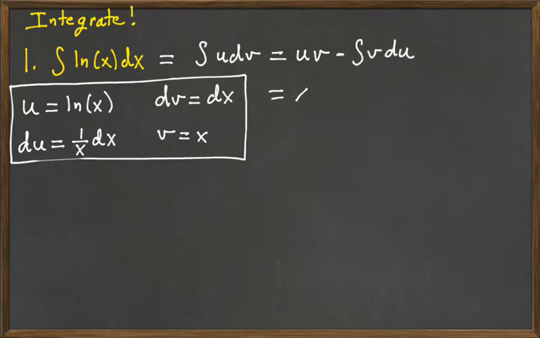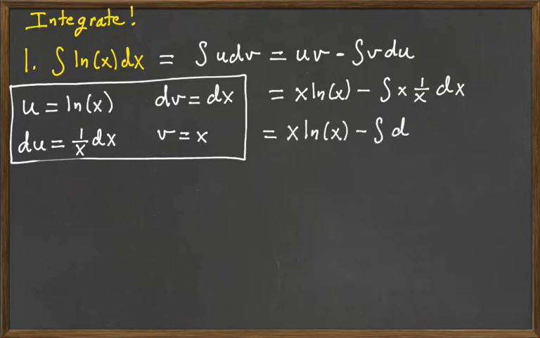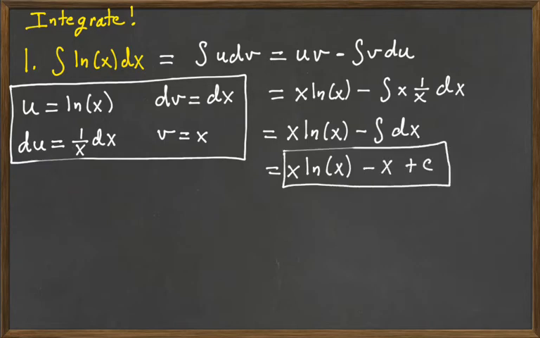So uv is going to be natural log of x times x. I'm going to go ahead and commute and say that's x natural log of x, minus the integral of v, which is x, du, which is 1 over x dx. And then notice that the x's will absorb in the integrand there, so you'll have x natural log of x minus the integral of dx, and that's a 1 dx. So it's going to be x natural log of x minus x, and then plus a constant of integration.